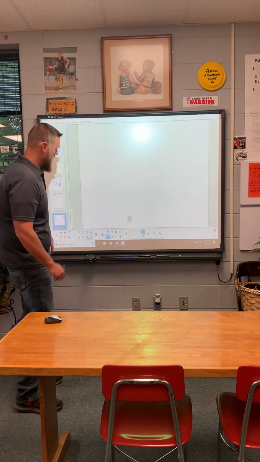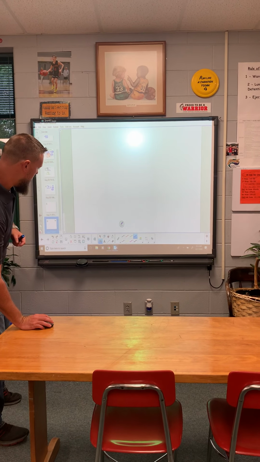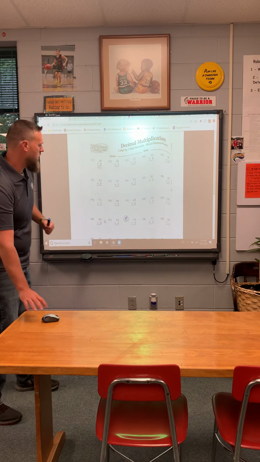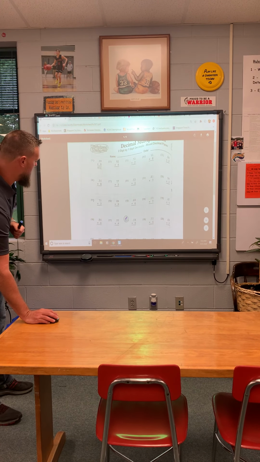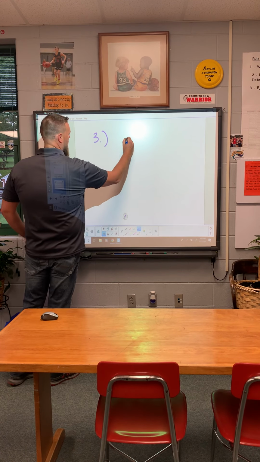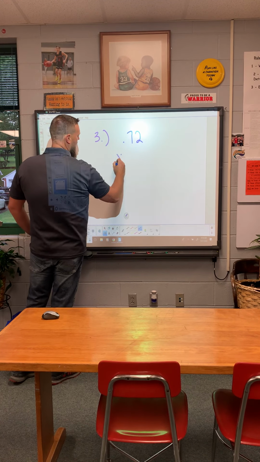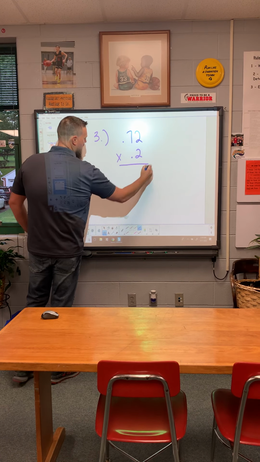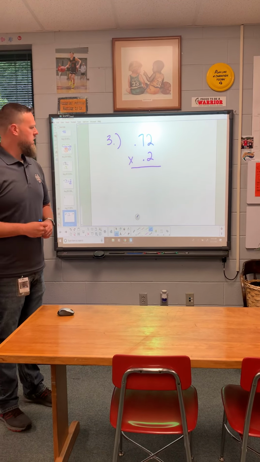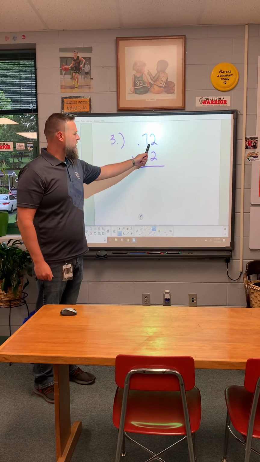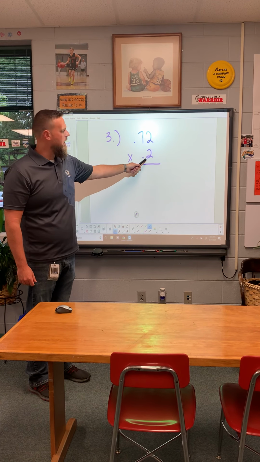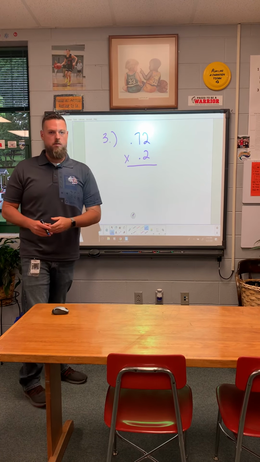Try it here. Okay. So the next problem we're going to do is problem number 3, which is 72 hundredths times 2 tenths. Now, you should see something a little bit different in this problem. The top number has 2 numbers after the decimal, and now the bottom number has a decimal in it. Okay? So same process though. Take it step by step.